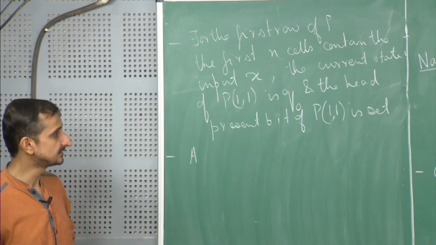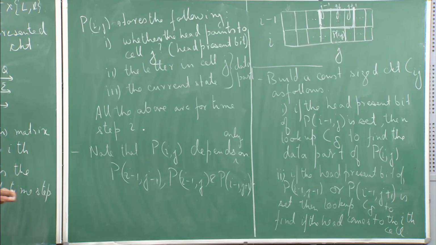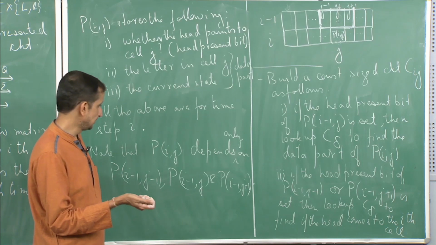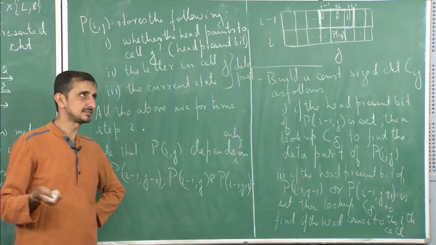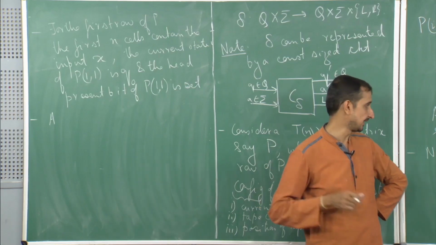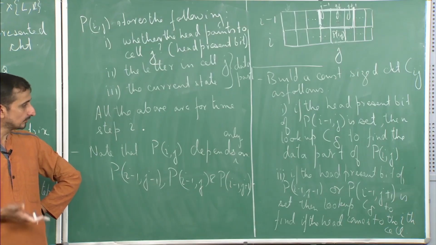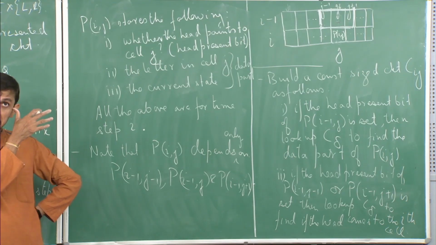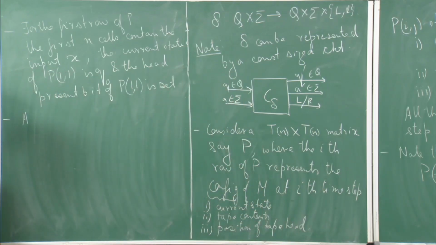So, how do we know we have reached an accept state? Basically we can take an OR of the following. The definition of acceptance of a Turing machine is whenever it reaches an accept state we accept the input, we do not care what happens after that. So, basically we can take an OR of all the cells whose head present bit is set.